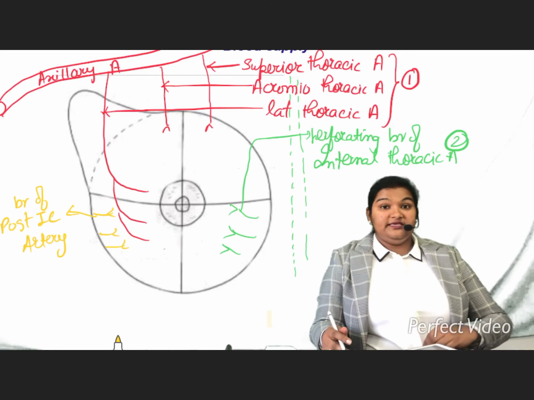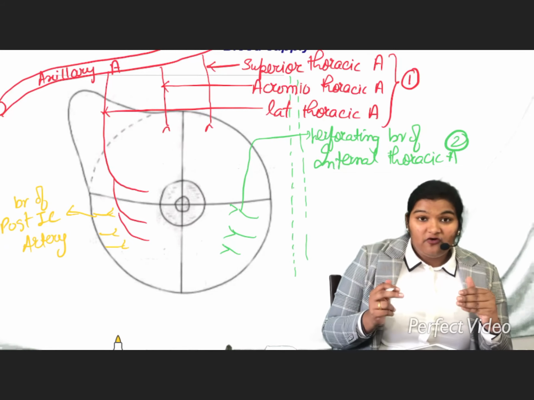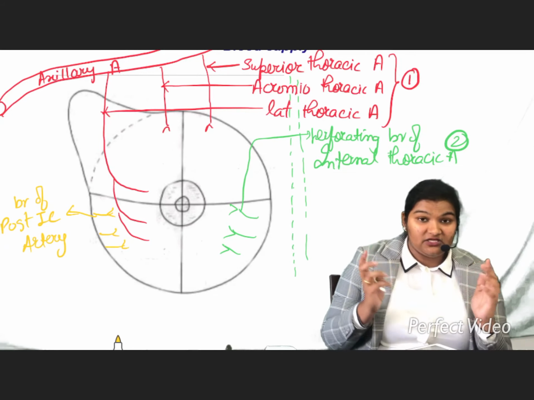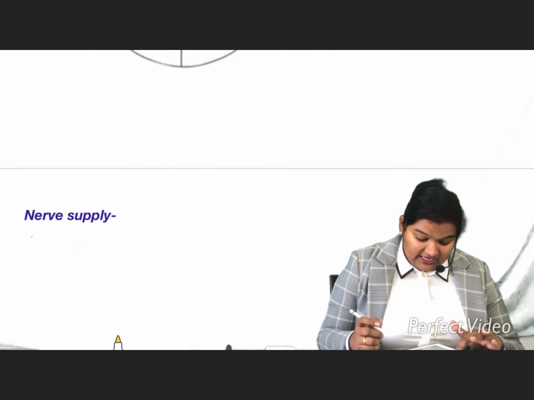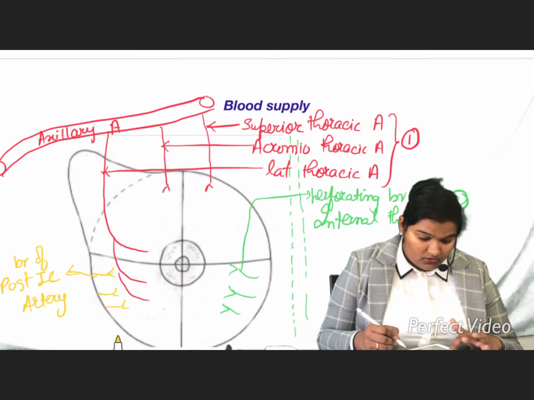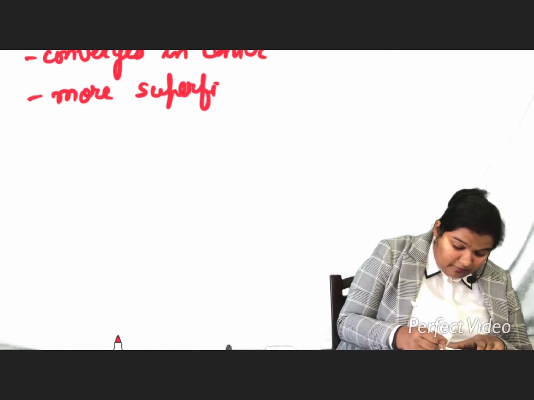Okay, so this is the blood supply of breast. Blood supply of breast is more on the anterior. The arteries converge to the center, to the areolar part, and it is present superficially. Okay, so let us write it down. It converges in center, and it is present more superficially.